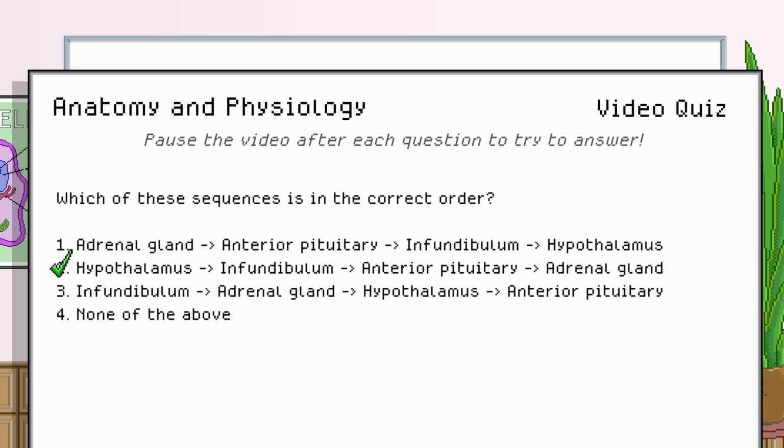It's number 2. Hormones go from the hypothalamus to the infundibulum, which triggers the release of other hormones from the anterior pituitary, and then triggers the release of hormones from the target tissue, in this case, the adrenal gland. When I took A&P, my professor asked a lot of these types of questions where you had to put things in the correct order. So I included one here just in case your professor is the same way.